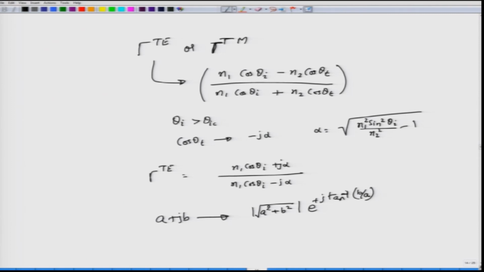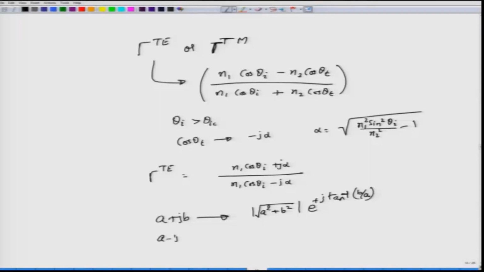But in any way, you can always represent a complex number in terms of its magnitude and an angle, the so-called polar form. And because gamma TE happens to be of the form a plus jb divided by its conjugate a minus jb, the magnitude of the numerator will be equal to the magnitude of the denominator. The phase of the numerator will be negative, or shifted by 180 degrees, relative to the phase of the denominator, because one of them is the conjugate of the other, right.